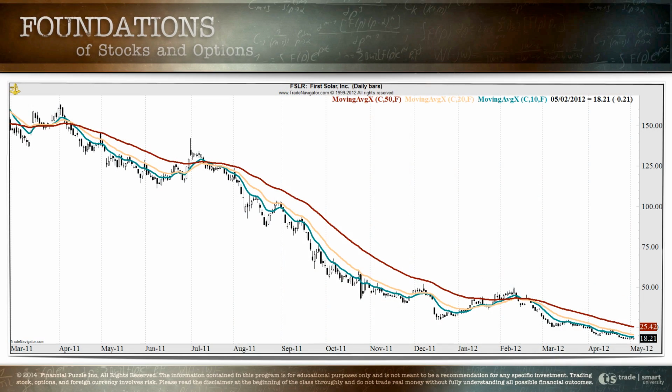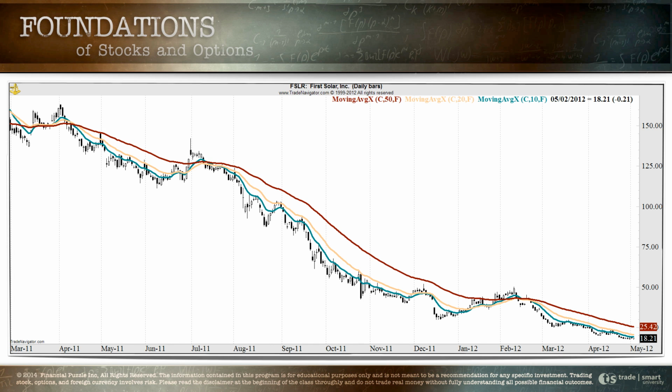Now take a look at this next example of First Solar, and notice how in this particular trend, we're below the averages for the entire trend. In most of the cases, we're below the 10, the 20, and the 50, but at pretty much all junctures here, we're below the 50 period with just a couple of short-term exceptions that maybe lasted for a couple of days or maybe a week or so. But for the most part, when we're below the averages, we are in a bearish trend.